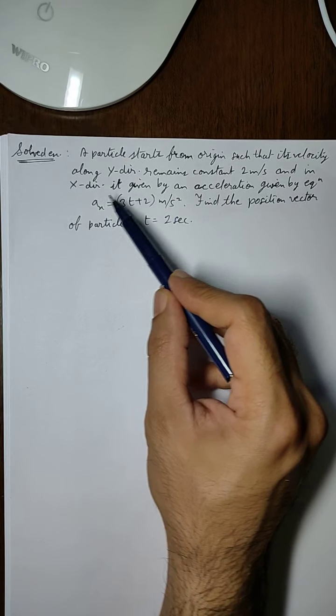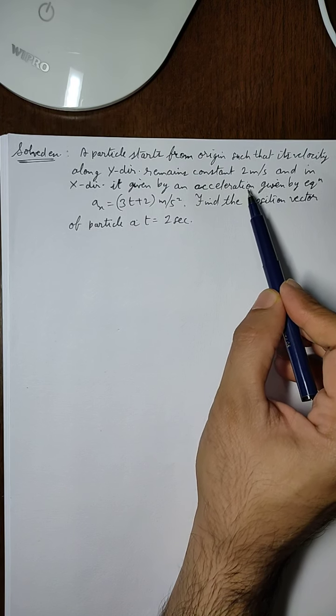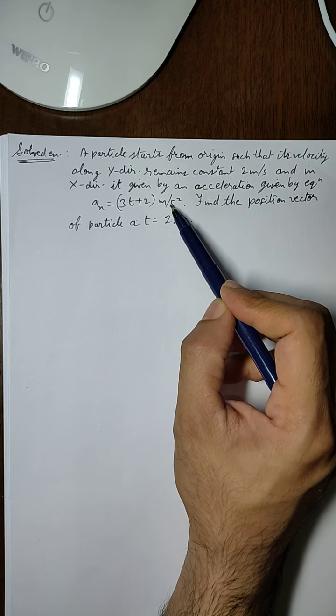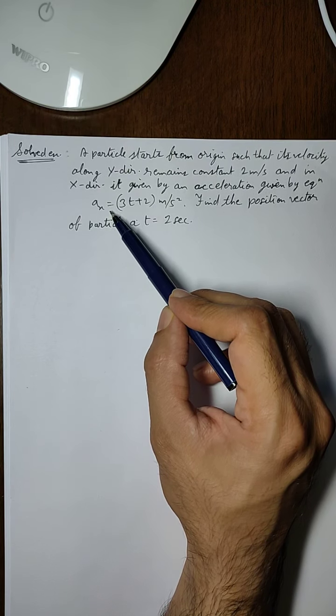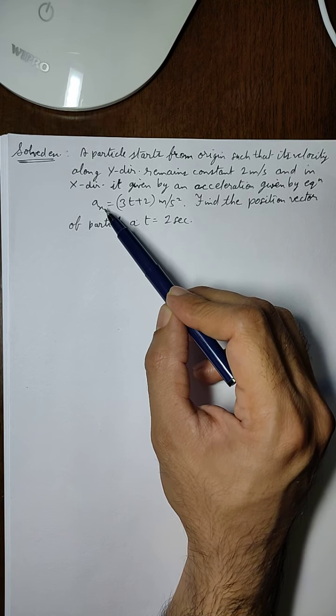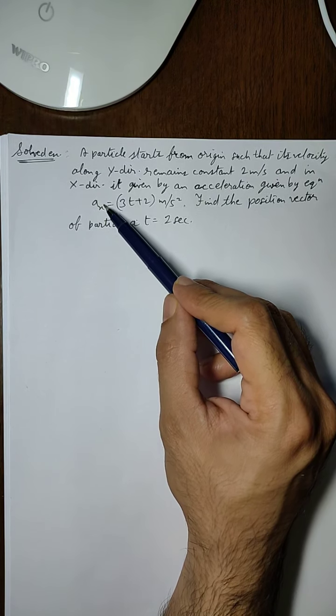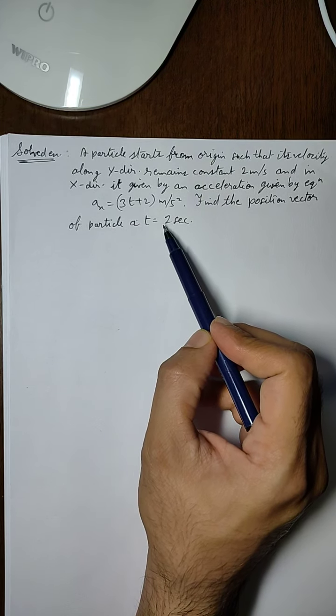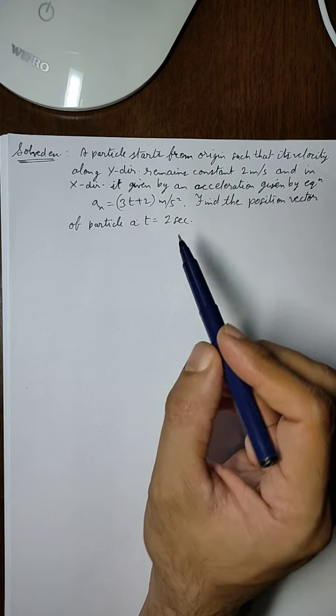And in x direction it is given by an acceleration given by the equation ax equals 3t plus 2 meter per second square. This means that the velocity and the position will change according to this equation along x-axis. We have to find the position vector of particle at t equals 2 seconds.